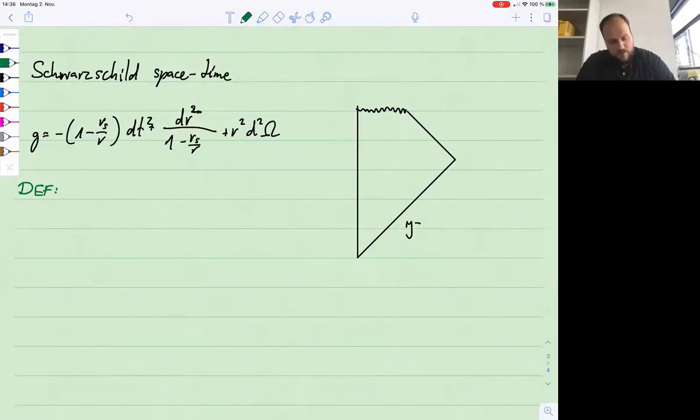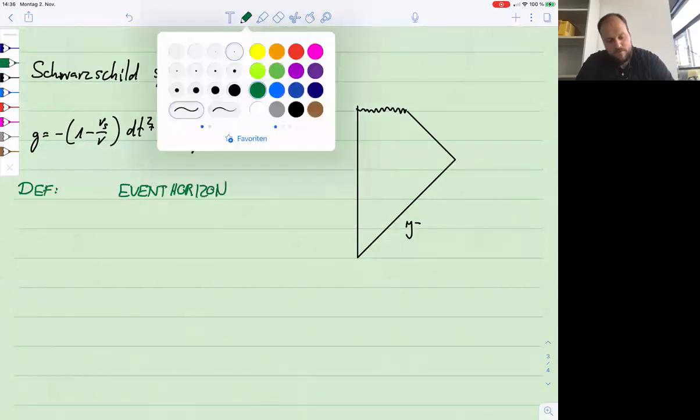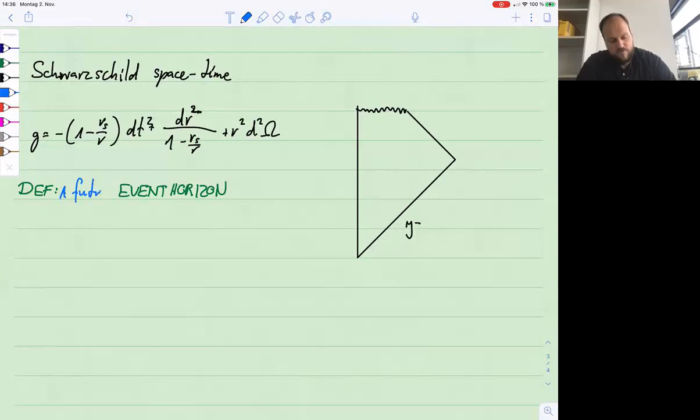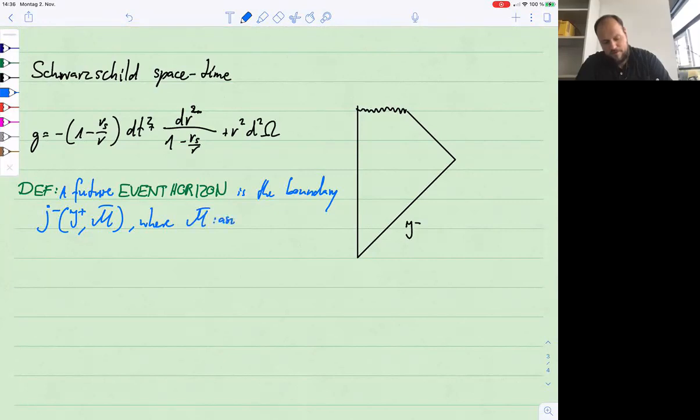Okay, so we call it an event horizon, and we call it a future event horizon. It is the boundary of J minus of scri plus, in the asymptotic closure of M. What we have done is that the manifold is open asymptotically, but we've closed it here and here. Those are the asymptotics.